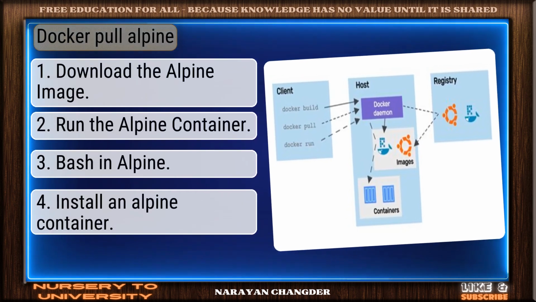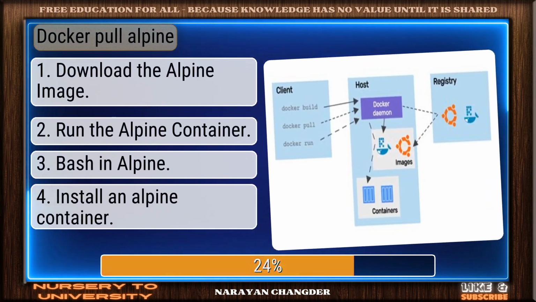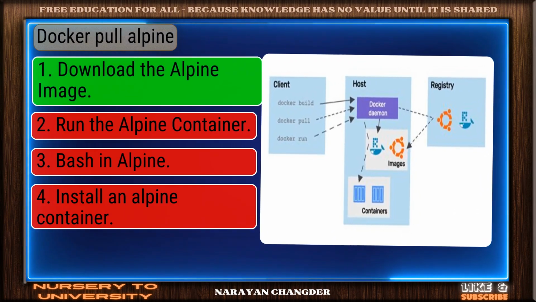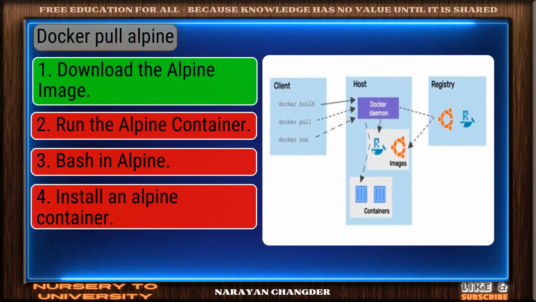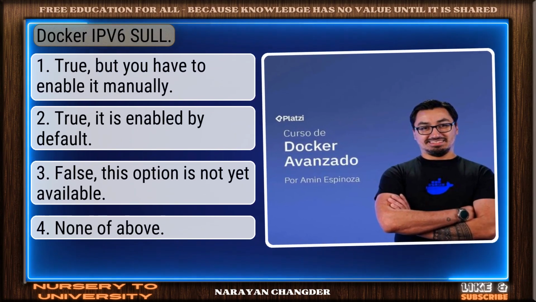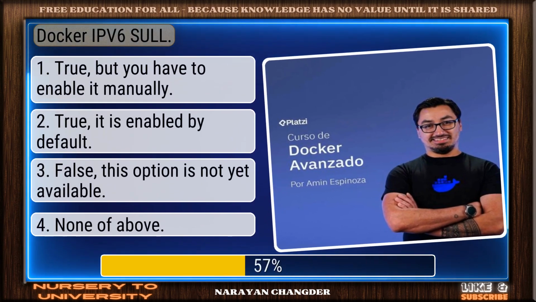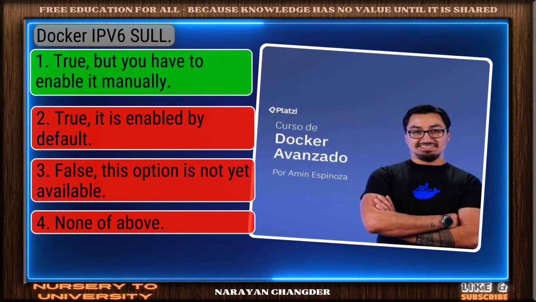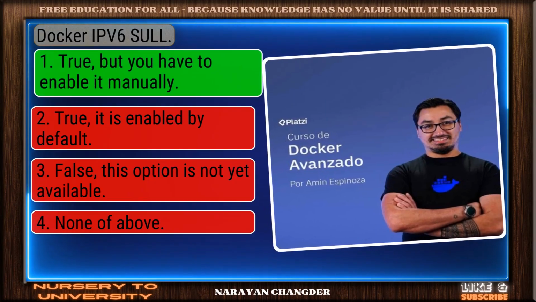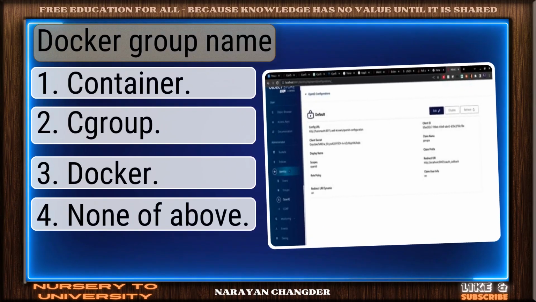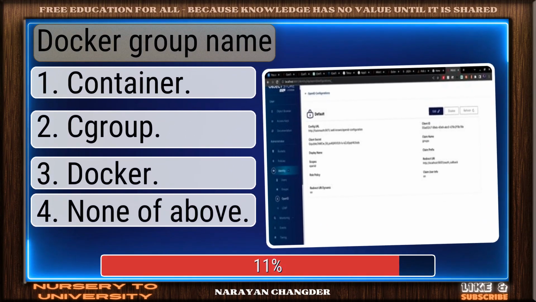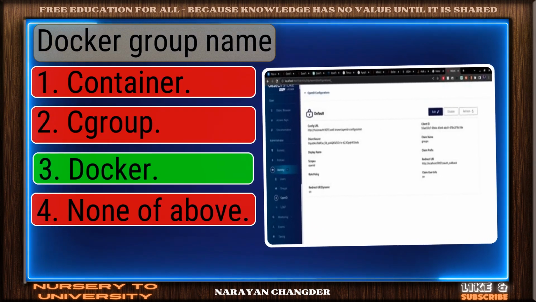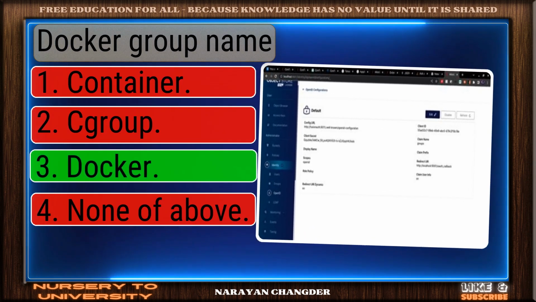Question number 74. Docker pull Alpine. Exactly. Download the Alpine image makes sense and it is the right choice. Question number 75. Docker IPv6 support. Excellent choice. True. But you have to enable it manually is the right answer. Question number 76. Docker group name. Strong choice. Docker is the right answer.